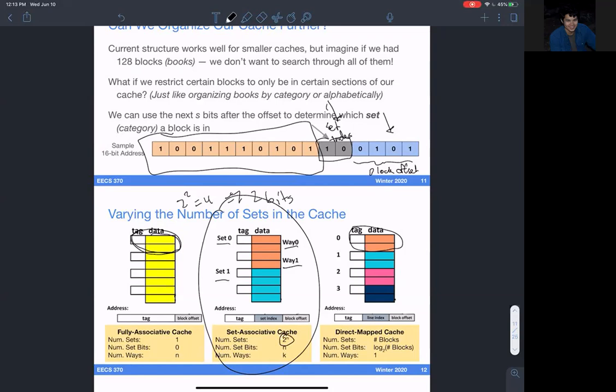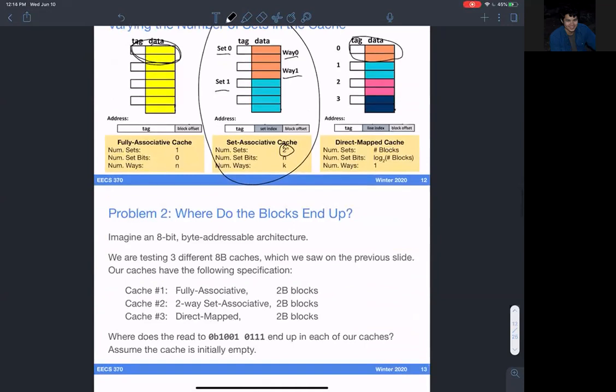And then what about the set associative? So the important thing about set associative is first, we divide our cache into sets. So in this example, we divided it into 2 sets. Then, because we divided it into 2 sets, for each set we have to count the number of ways. It's basically saying how many blocks are in a set, right? So in this example, since we have a total cache size of 4, and we have 2 sets, each set has 2 different ways in it. All right, so now let's go over the second question, where do the blocks end up?